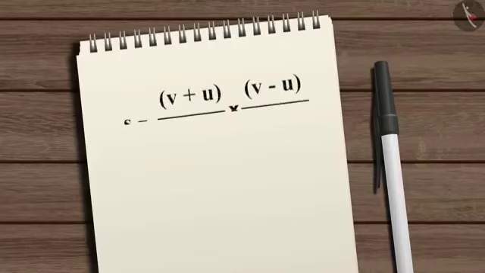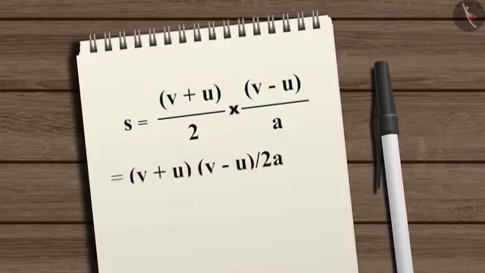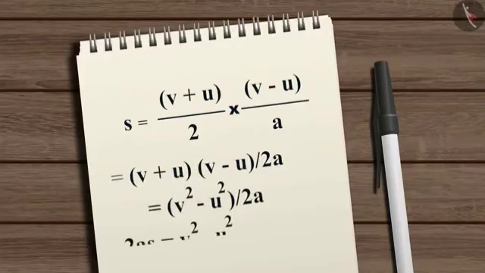By using the value of t, we can write the distance as S is equal to (v plus u) upon 2 multiplied by (v minus u) upon a, which is equal to (u plus v) multiplied by (v minus u) upon 2a, which is equal to (v square minus u square) upon 2a. 2aS is equal to v square minus u square.